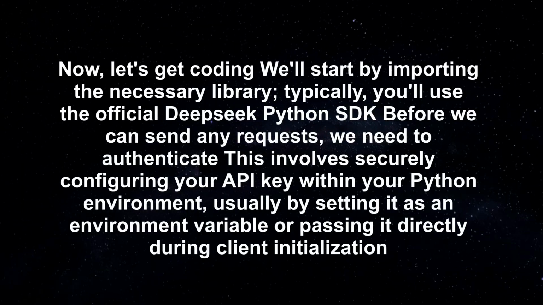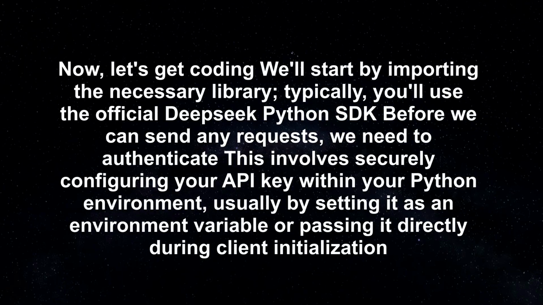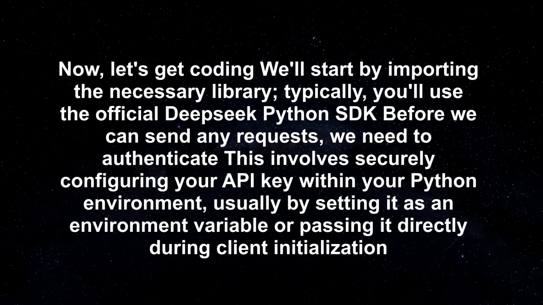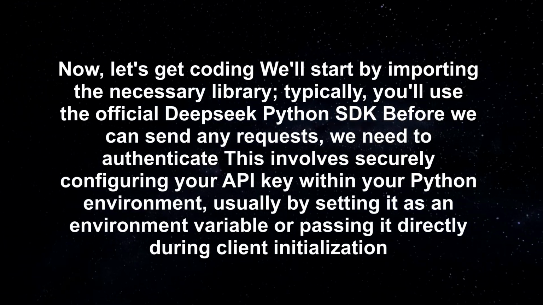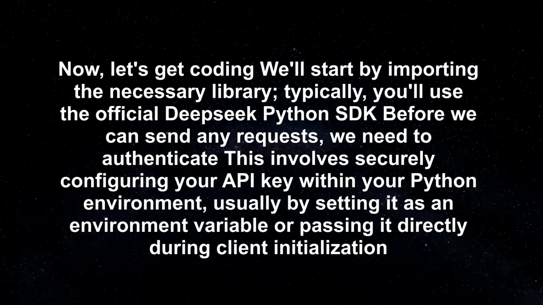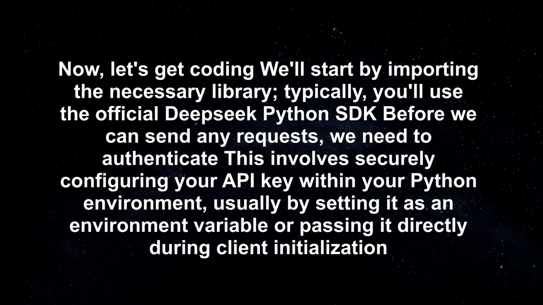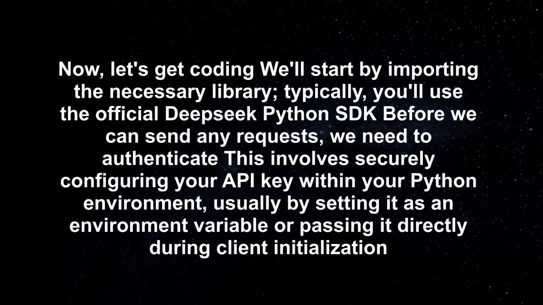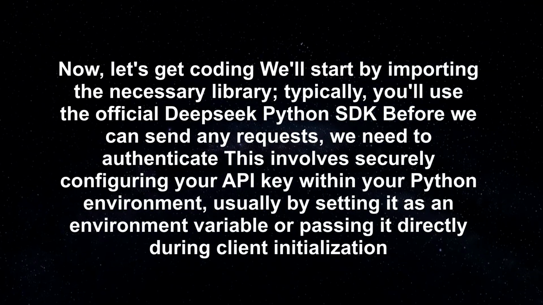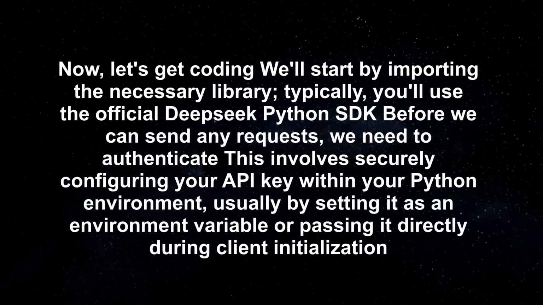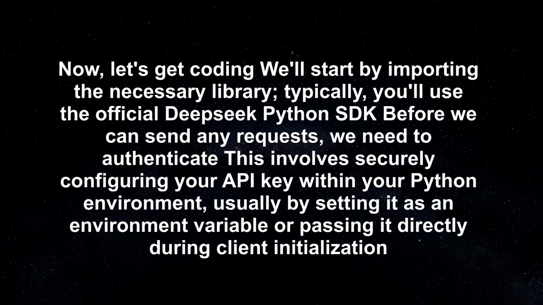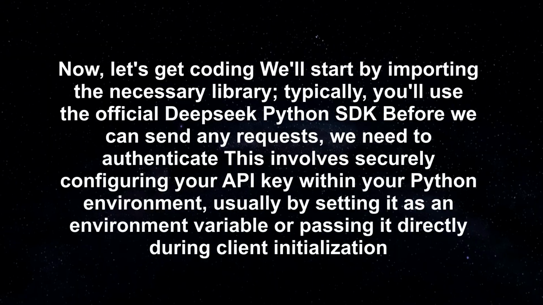Now, let's get coding. We'll start by importing the necessary library. Typically, you'll use the official Deepseek Python SDK. Before we can send any requests, we need to authenticate. This involves securely configuring your API key within your Python environment, usually by setting it as an environment variable or passing it directly during client initialization.